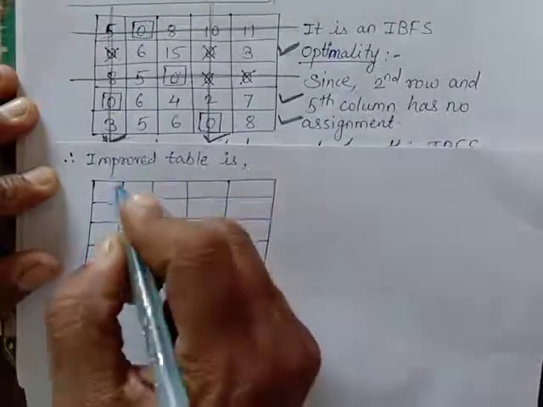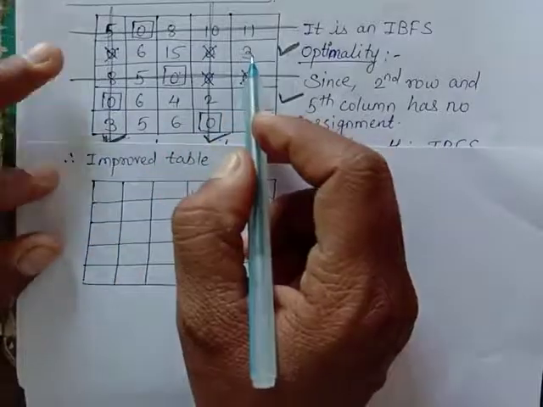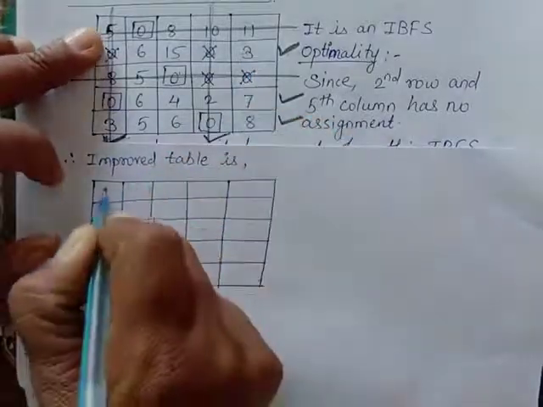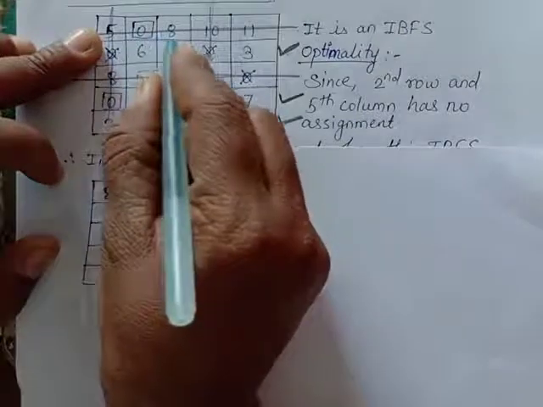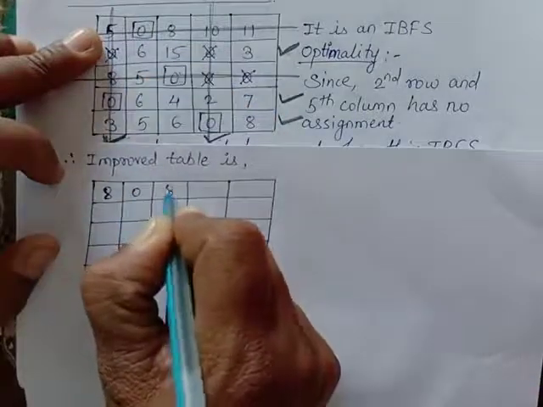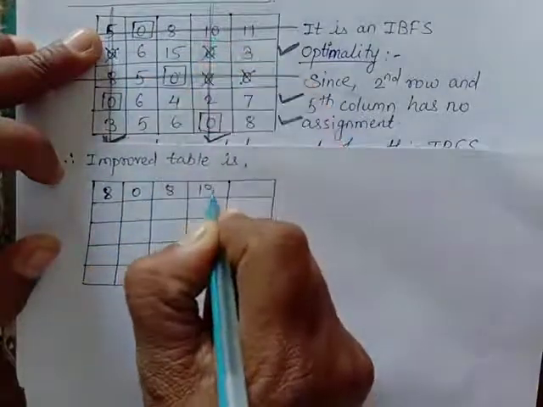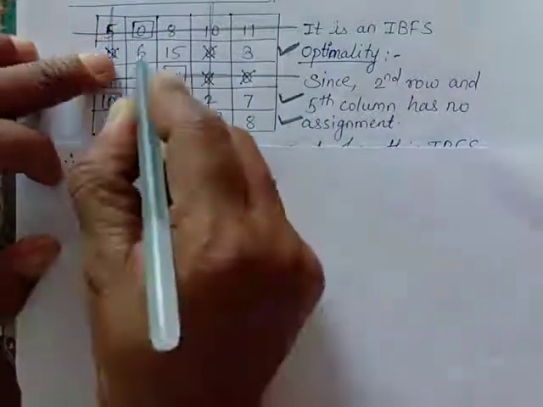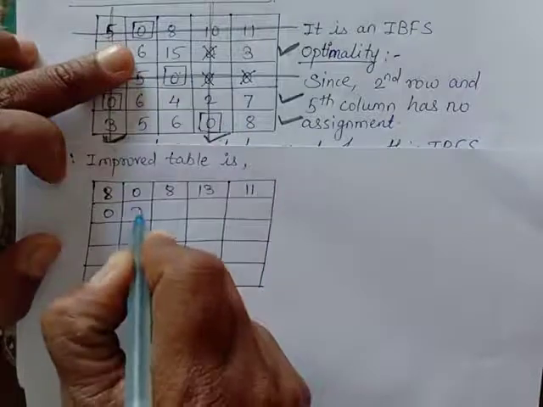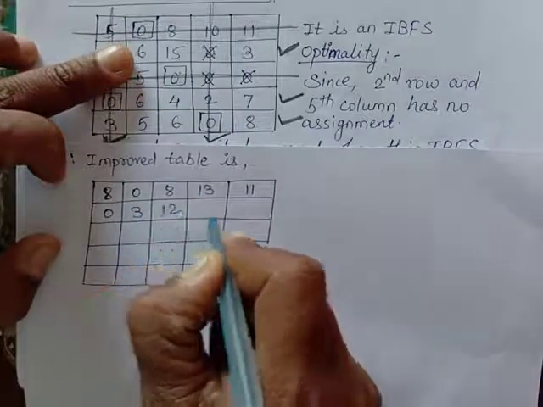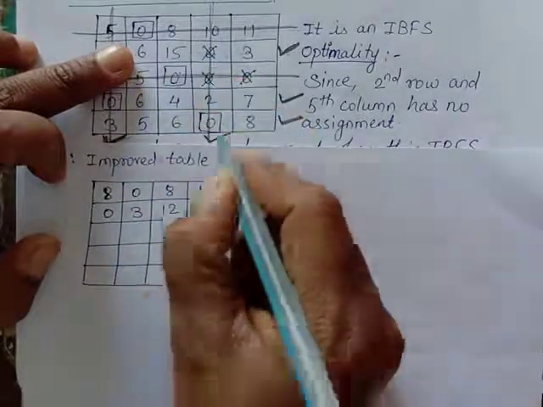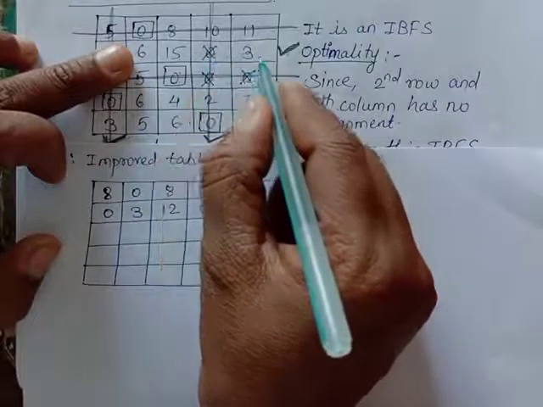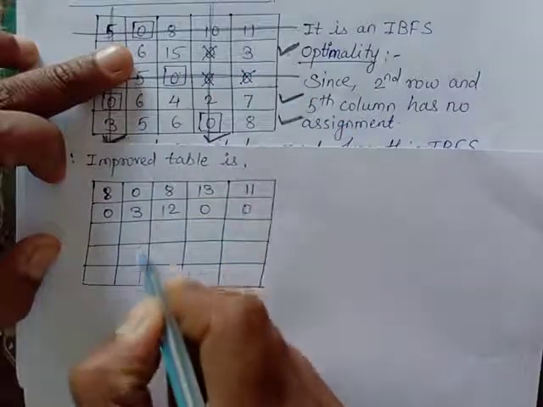So here 3 is the minimum, so I will add 3 to this 5, so 8. This will remain 0 as it is, this 8 as it is, this 10 will become 13, this 11 as it is, this 0 as it is, but from this 6 I will subtract 3, so it will become 3, this is 12. Here this 0 as it is, because there will be no intersection. Here this 3 gets subtracted, so 0.